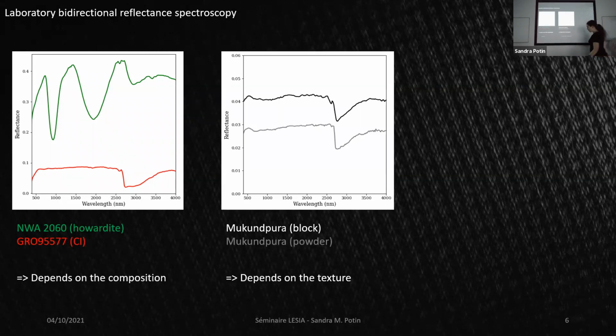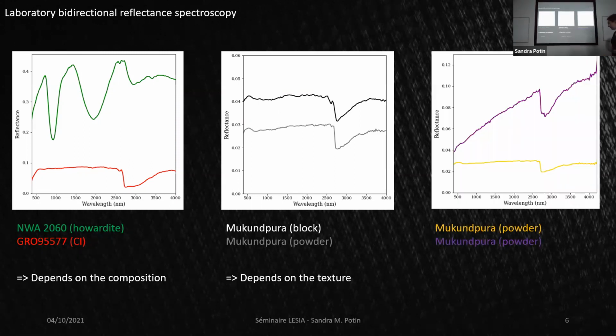Sometimes we have exactly the same composition, but two different spectra, because we have two different textures of the surface. You can see here, these are reflectance spectra of the same meteorite, it's Mukundpura. The first being the intact rock, so the intact chip of the meteorite, and the other one after it has been crushed into a powder. It's the same sample, only the texture changes, and it changes the reflectance spectroscopy.